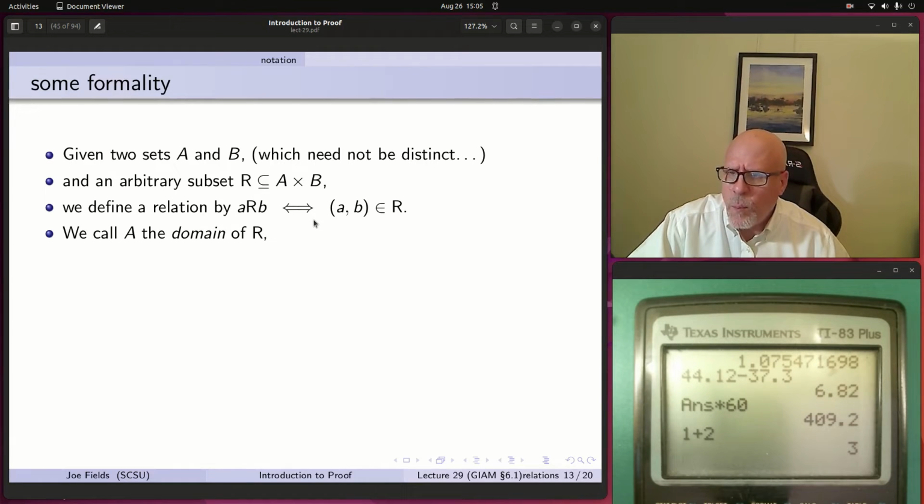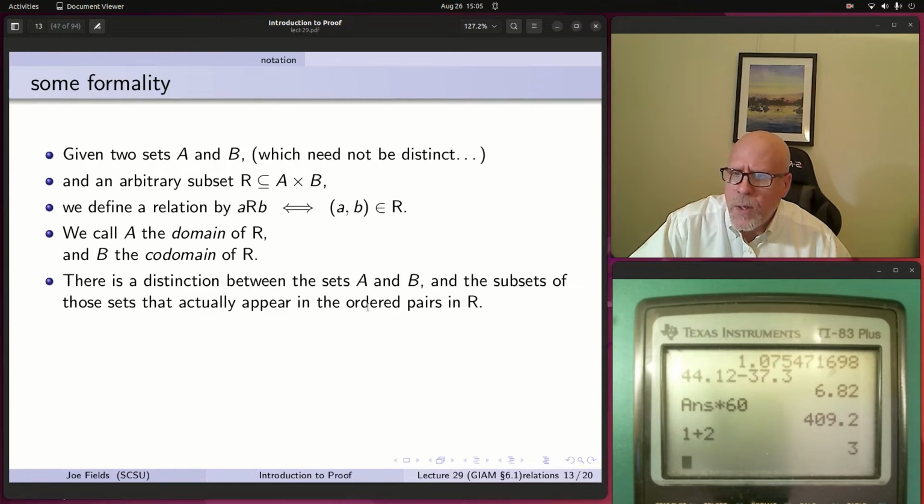Some more terminology you need to know. A is called the domain of R, and B is called, not the range, the codomain of R. There is a distinction between the sets A and B and the subsets of those sets that actually appear in the ordered pairs in R.